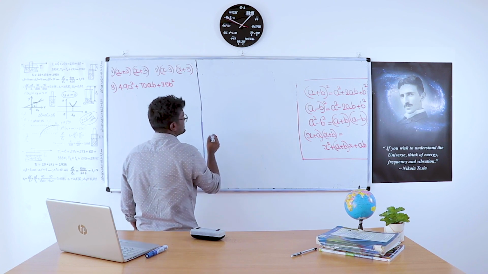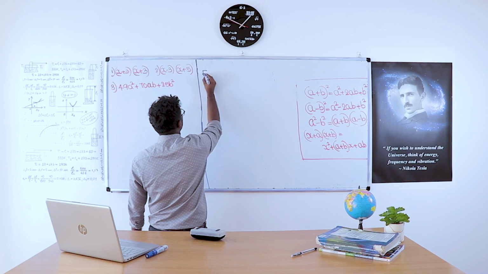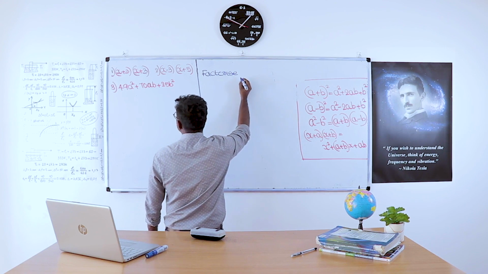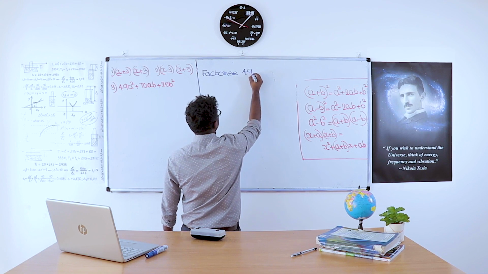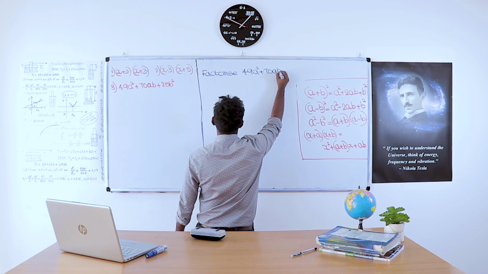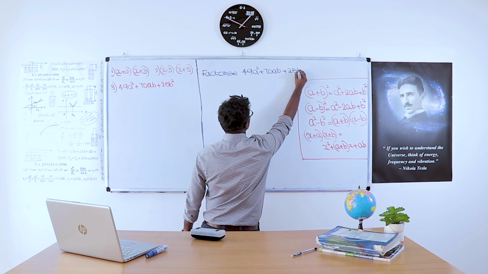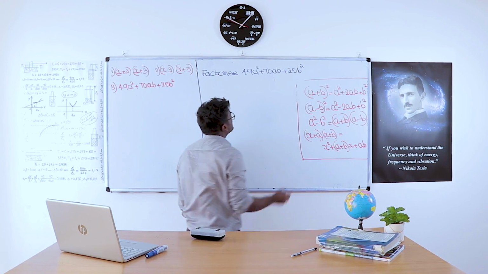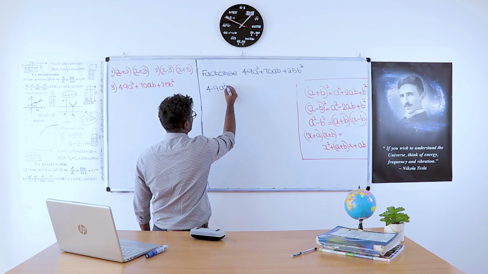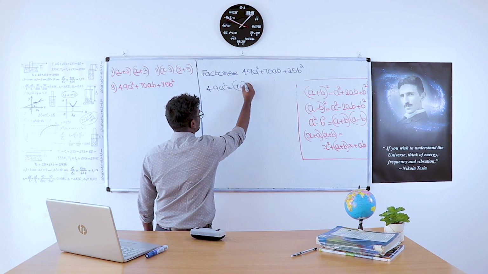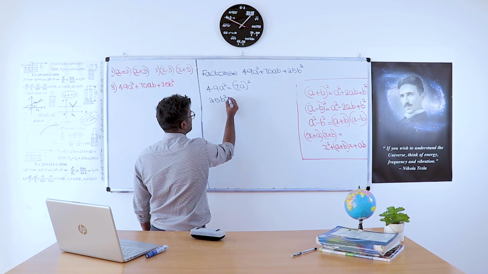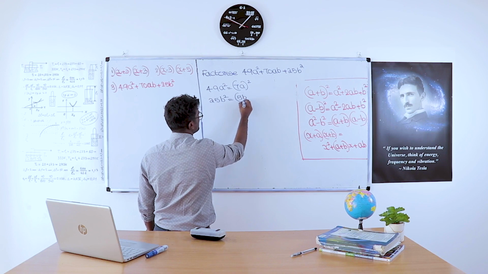So next one, the third problem, is factorize 49a square plus 70ab plus 25b square. Okay, so how will you factorize? 49a square is written in the format 7a the whole square. Okay, what about 25b square? 25b square can be written as 5b the whole square.